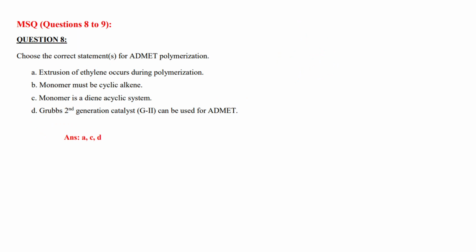Again, with ADMET, they want to know the correct statement. So, for ADMET, elimination of ethylene occurs during polymerization. Obviously, the small units are liberated as ethylene because of that cross-metathesis.